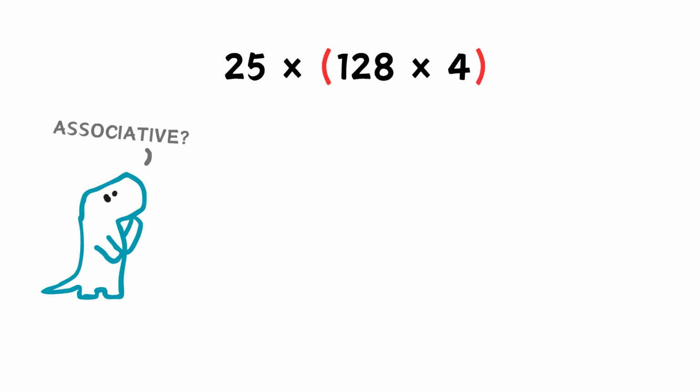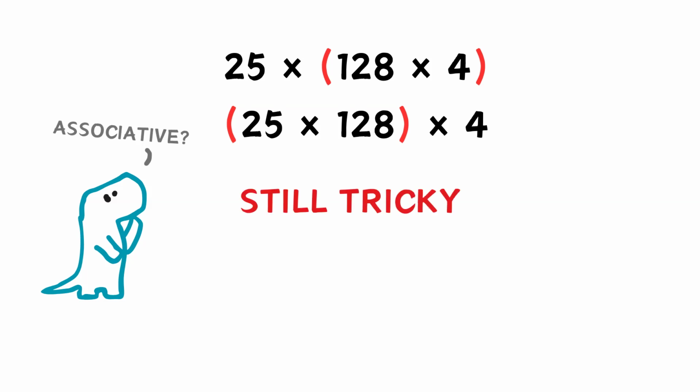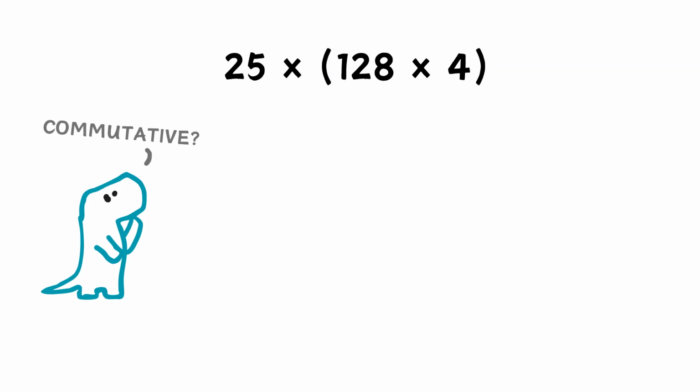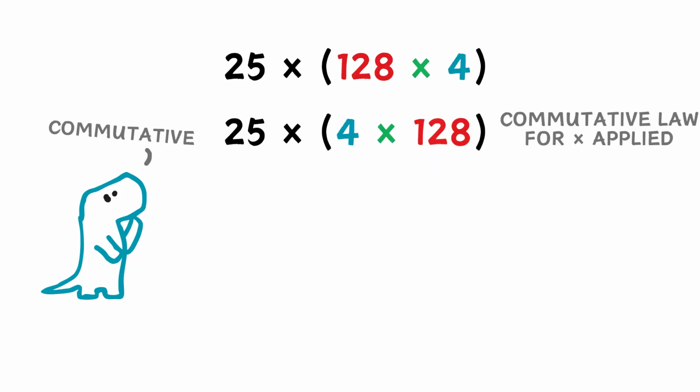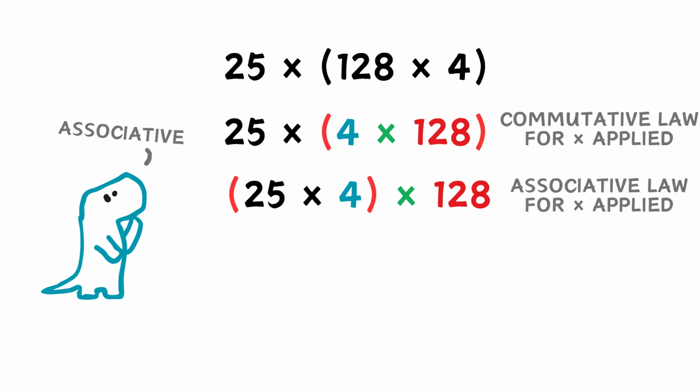At first, you might think the associative law for multiplication might help. But moving the parentheses gives us 25 times (128 times 4), which is still tricky. But what if, to start, we use the commutative law of multiplication? If we swap places in the parentheses, we get this. Now, if we use the associative law, we get this expression.